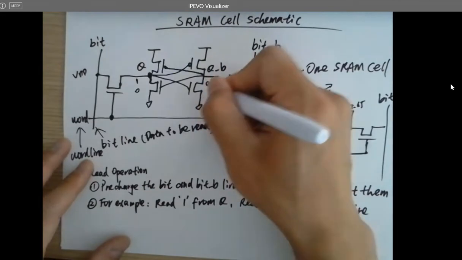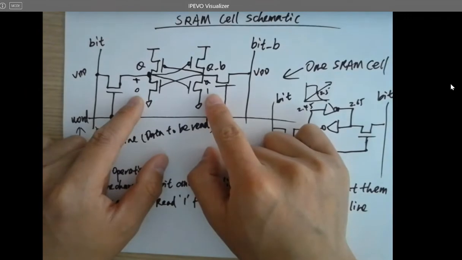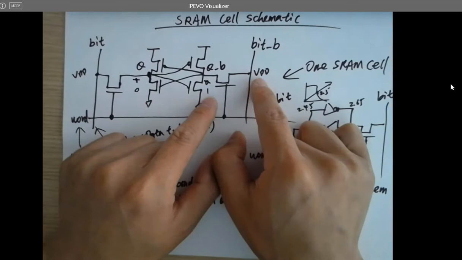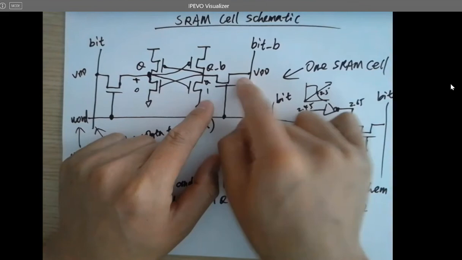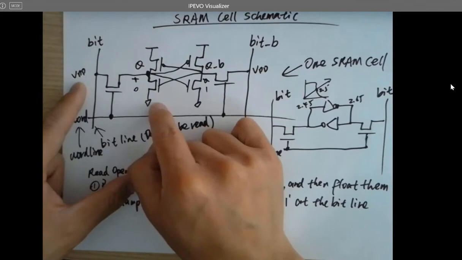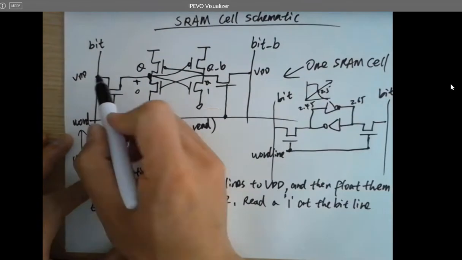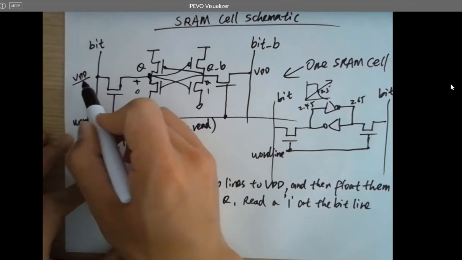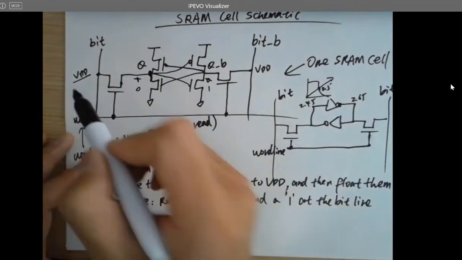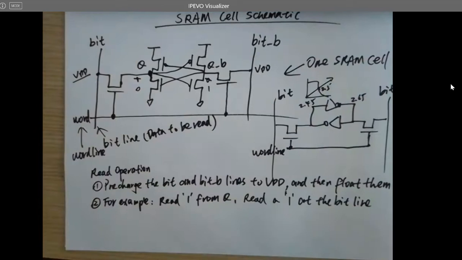So what if this is 0, this is 1? What about this part? Stable, right? Nothing happening here. What about here? That's a floating VDD, that's a strong 0. It's going to be discharged to zero, right? So this one will be discharged and become a zero. So then at another clock cycle, you are reading this line, you're getting a zero. It's done with a reading operation.